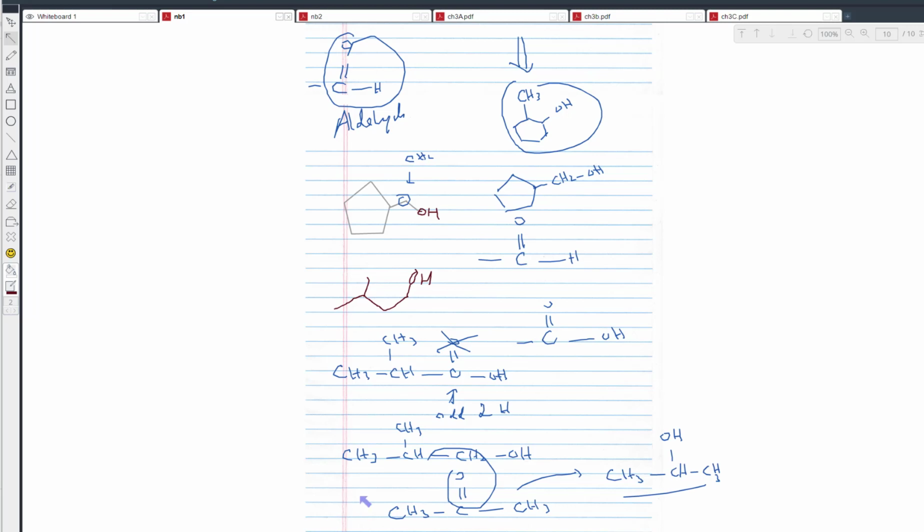Got it. So the ketone, we could break the double bond and add a hydrogen basically to the two things that were involved. Two things, yes. Okay, what next question?